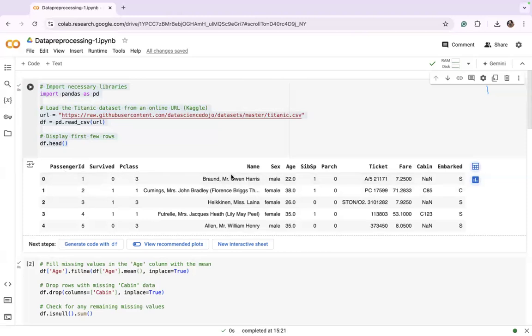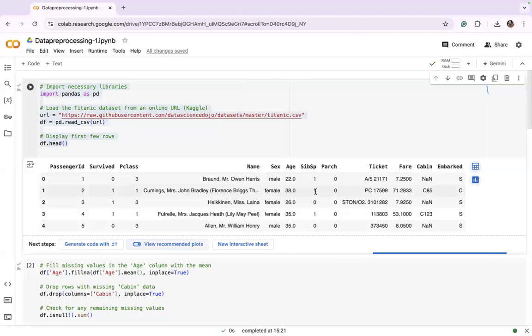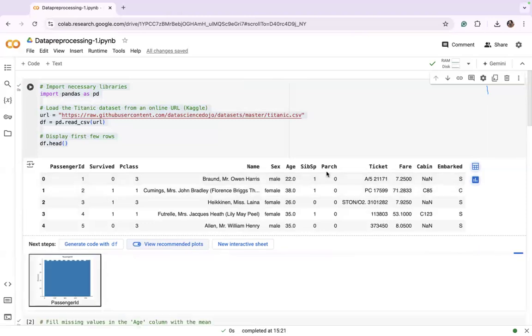Passenger ID, survived, Pclass, name. So this is a kind of structured data. That's why this is a data frame. Now you can have some inside looks at this data by going through some plots. See, I am going to display some plots here.